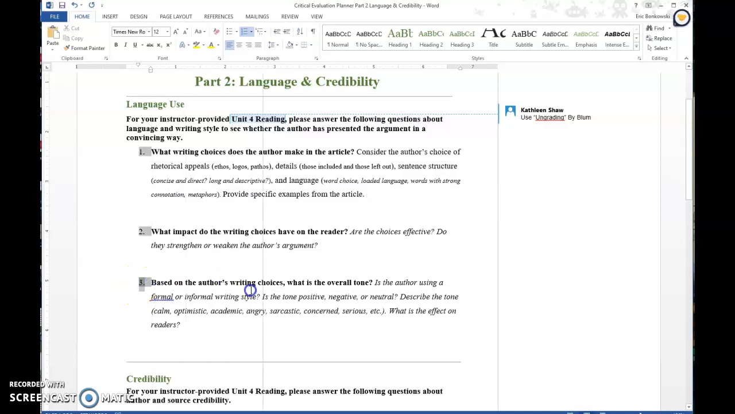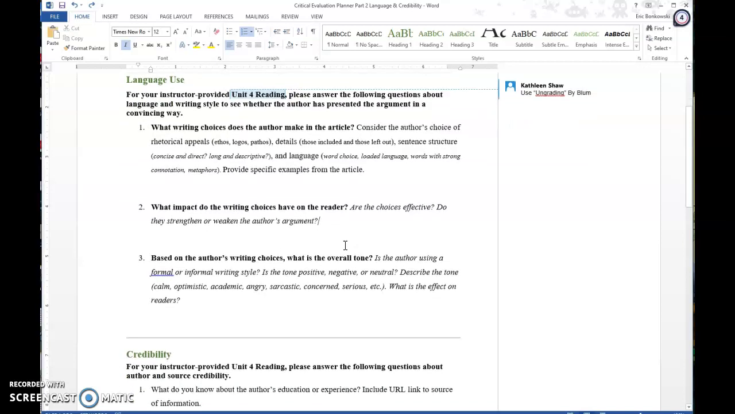Because to me, one of the most important questions here, oh, good golly, is this one about tone. So what we're doing here is kind of thinking about the language in the article to build up to this third question about tone. What impact do the writing choices have on the reader? Are the choices effective? Do they strengthen or weaken the author's argument? And then that's just a question for you to answer. So if you think that the sentence structure is too complicated, or you think that the author's word choice is a little bit misleading, this is your place to say it.